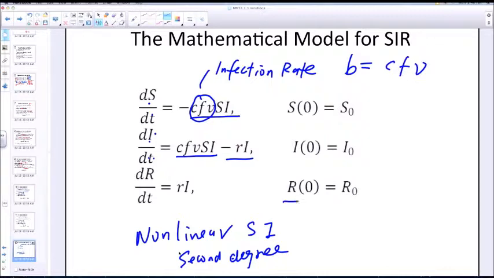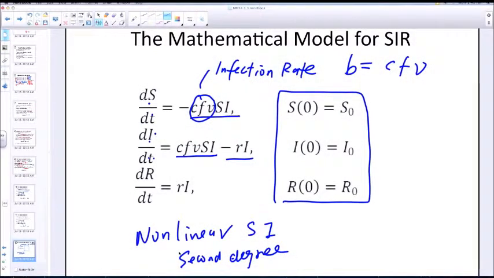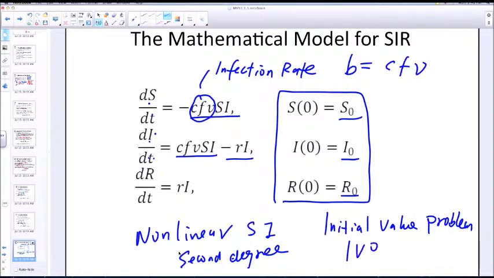And then we have these initial conditions. In the beginning, let's assume you observe when the disease has already broken out for a little while, then you know in the beginning how many people are potentially susceptible, how many people already infected, and how many people recovered. So the mathematics model, we typically call it the initial value problem. You remember that? Initial value problem. In short, we call it IVP.